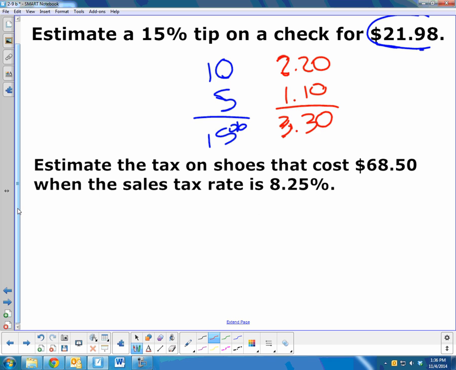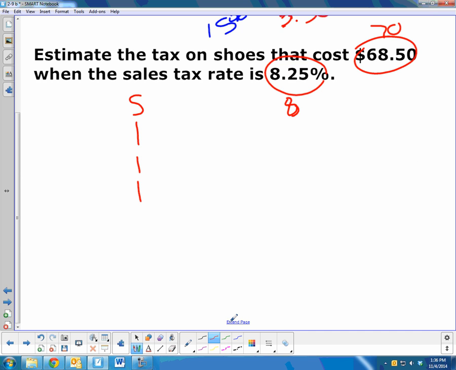Estimate the tax on shoes that cost $68.50 and $8.25. And so if I'm going to be doing some rounding, I can say, well, that's about $70, and that is about 8%. So I'm going to go ahead and figure out what 8% of $70 is. So if I do 5, 1, 1, and 1, I'm going to get 8%. 5%, well, I know that 10% is $7. So 5% would be not $4.50, but $3.50. 10% would be $7, 5% would be $3.50.